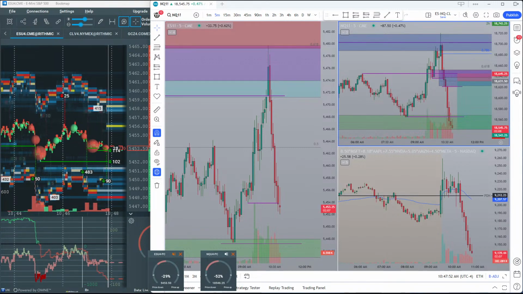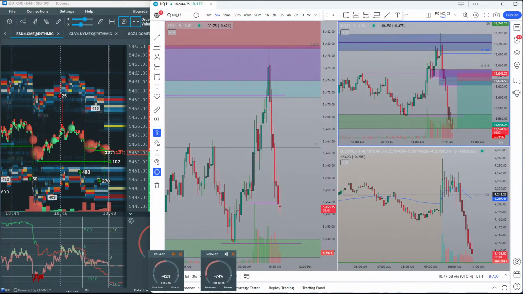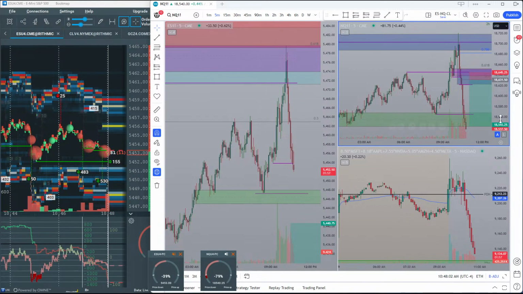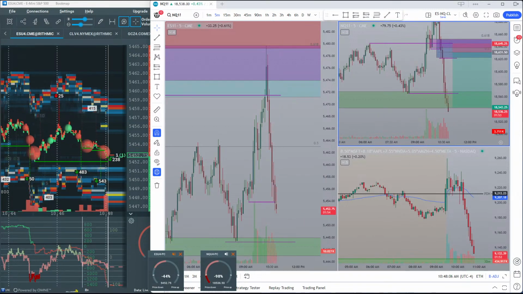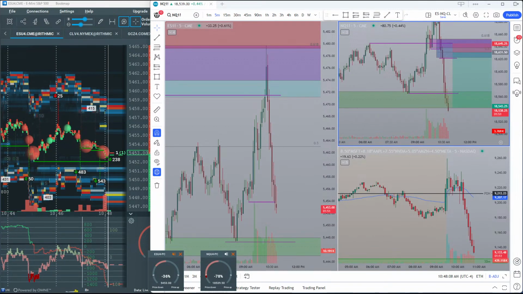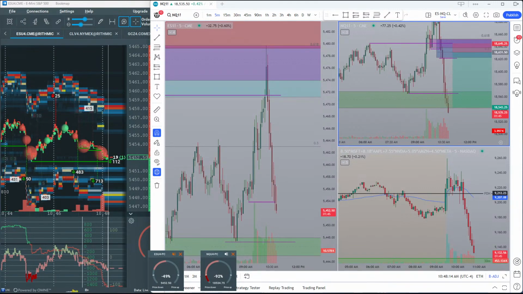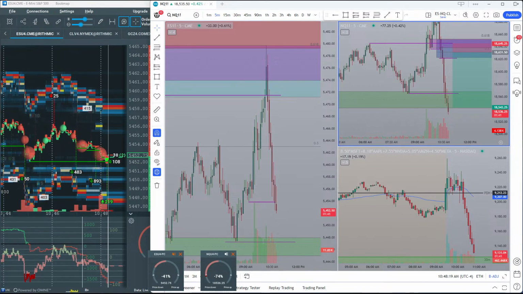I'd consider a short scalp here. I'm not gonna take it though. Oh yeah, we getting that. Yup. Yup. Do you or do you not love being right and not taking the trade?